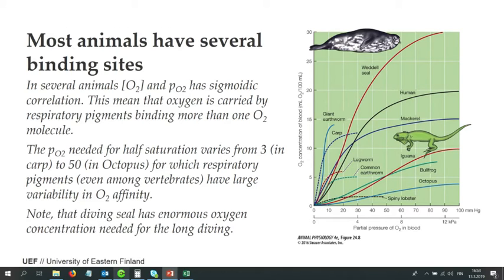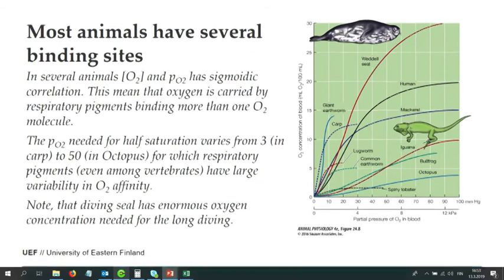And note also that one of the best at carrying oxygen in the blood is the seal, because it has these long dives.